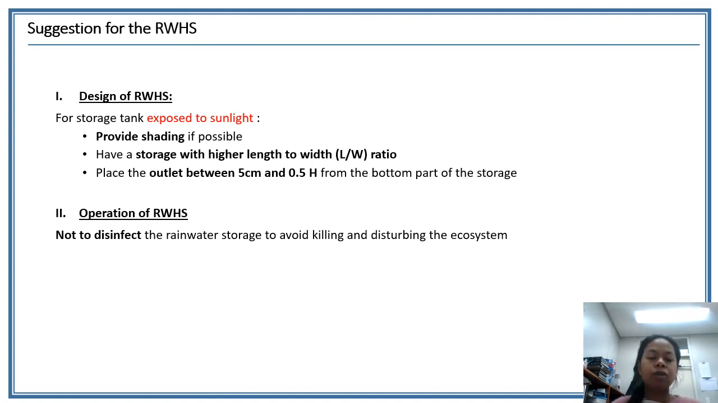Now let's move on to the recommendation concerning the design and operation of rainwater harvesting tank. For storage tank exposed to sunlight, it's better to provide shading if possible, and having a storage with a higher length to width ratio. Then place the outlet between 5 centimeters and 0.5 of the length from the bottom part of the storage. Do not disinfect the storage to avoid killing and disturbing the ecosystem in the storage.